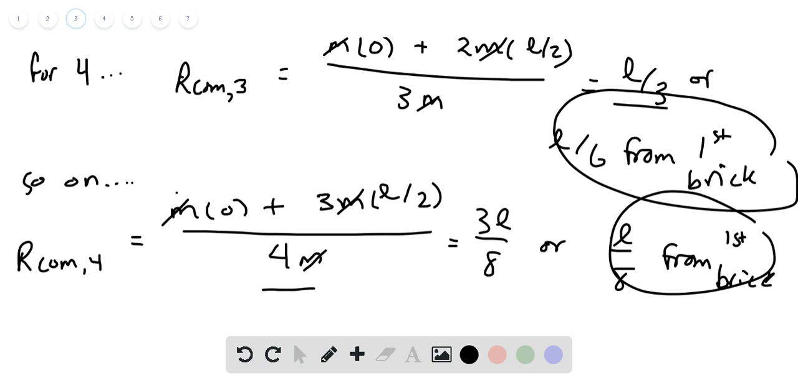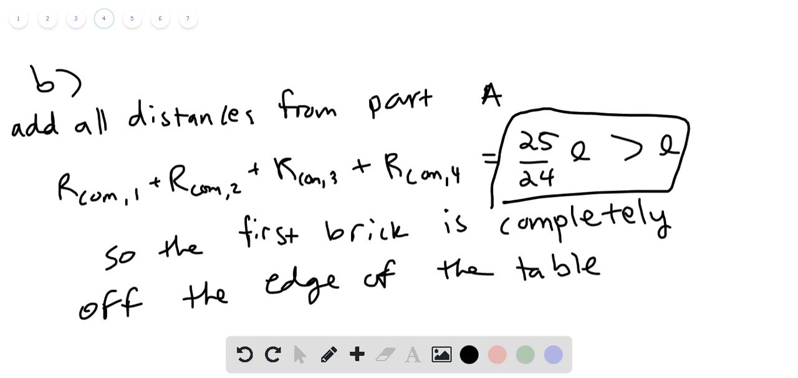So it's a sixth of the first brick's length, but a third of its own length, and so forth. And so this is where we get that part from. So part B, well, this one's very simple. After we've done all of our calculations, we just want to add all the distances that we calculated from part A. So it's just L half plus L fourth plus L sixth plus L eighth.